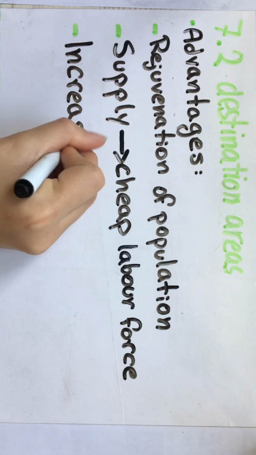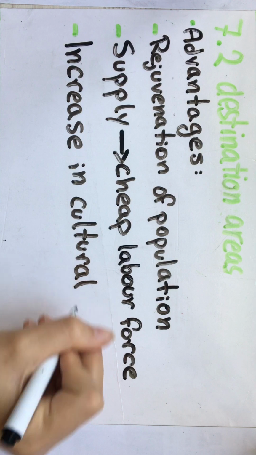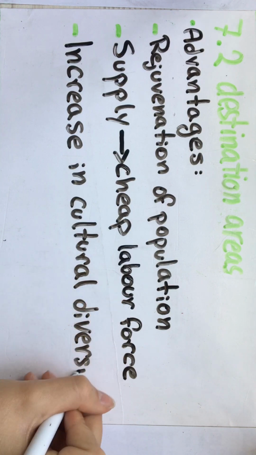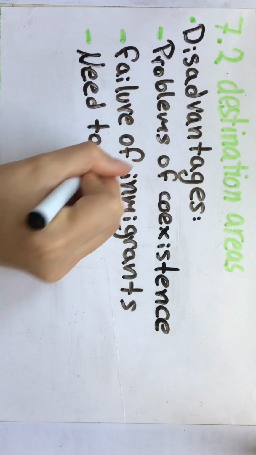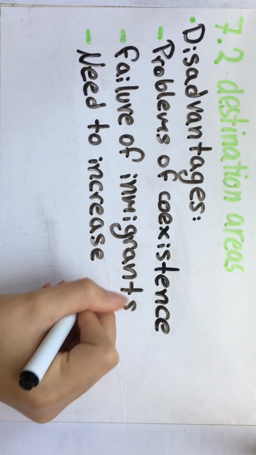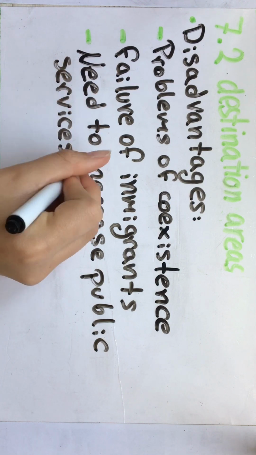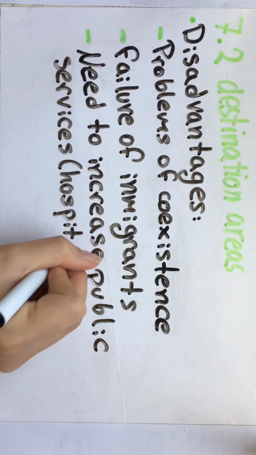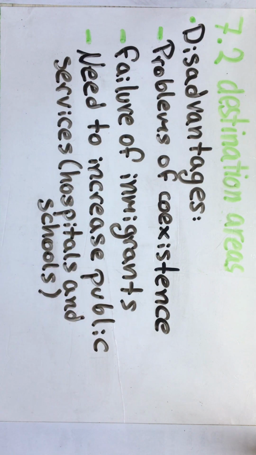Destination areas advantages: rejuvenation of their population, supply of a cheap labor force, increase in cultural diversity. Disadvantages: problems of coexistence, xenophobia, racism, failure of immigrants to adapt to customs in their host countries, need to increase public services such as hospitals and schools.